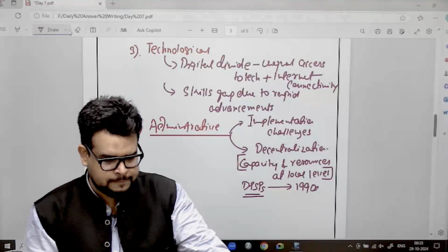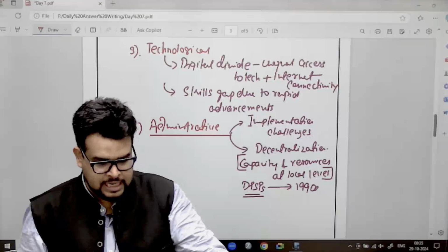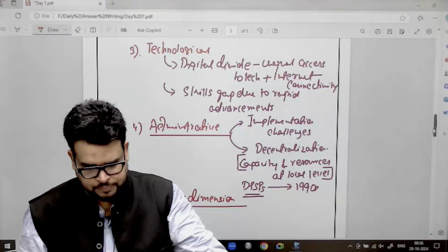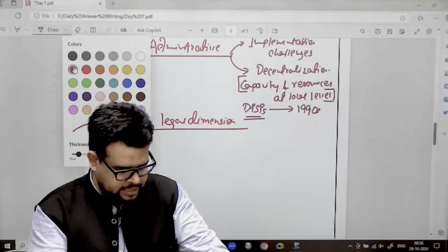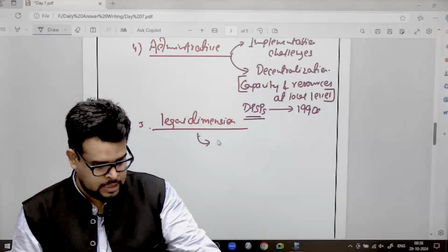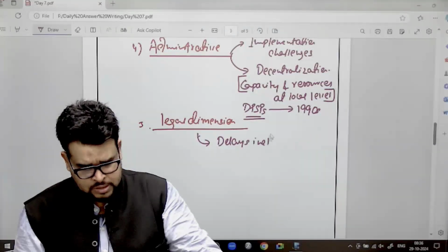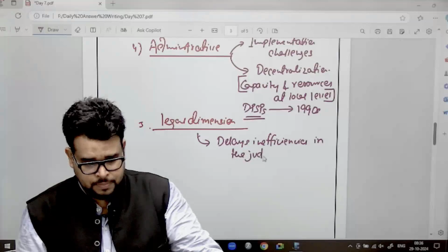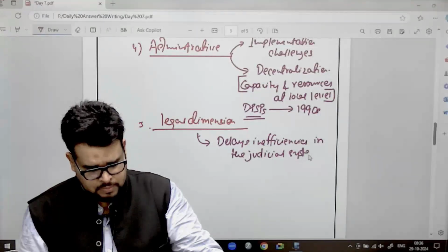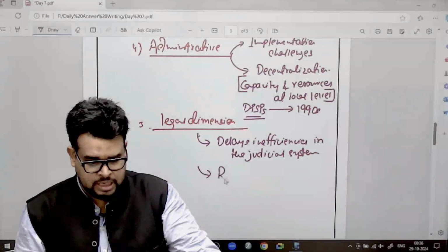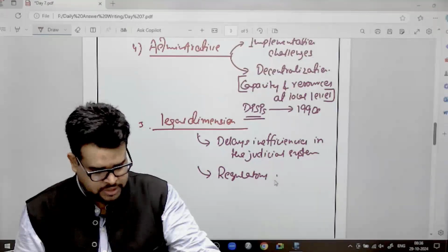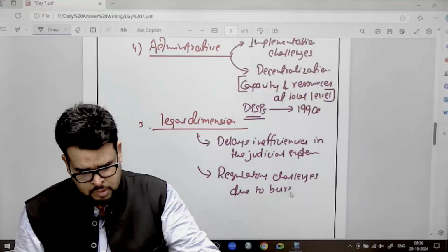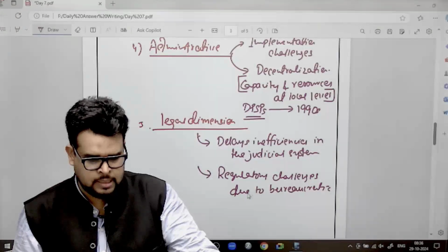Next point you can write over here is legal dimension. Under legal dimension, what points can I write? Under legal I can write delays and inefficiencies in the judicial system. Okay, that is also there. Second point you can write is regulatory challenges can also be there. Regulatory challenges. Why? Due to bureaucratic and complex frameworks.